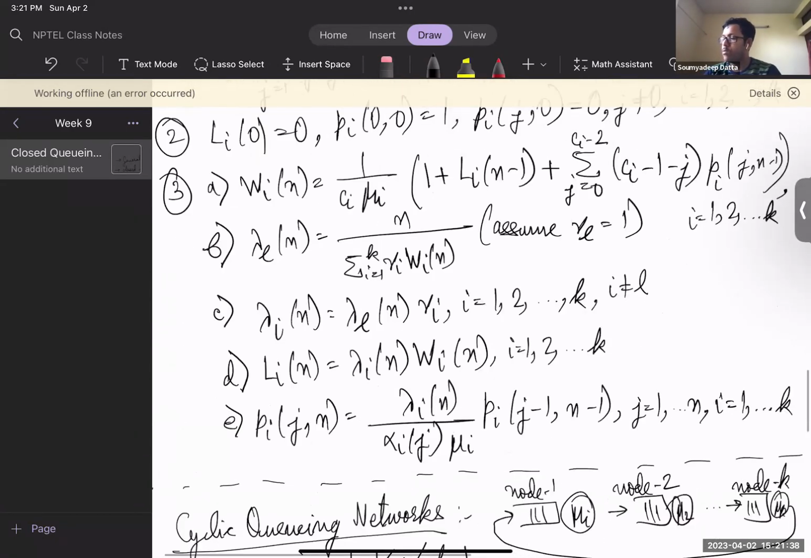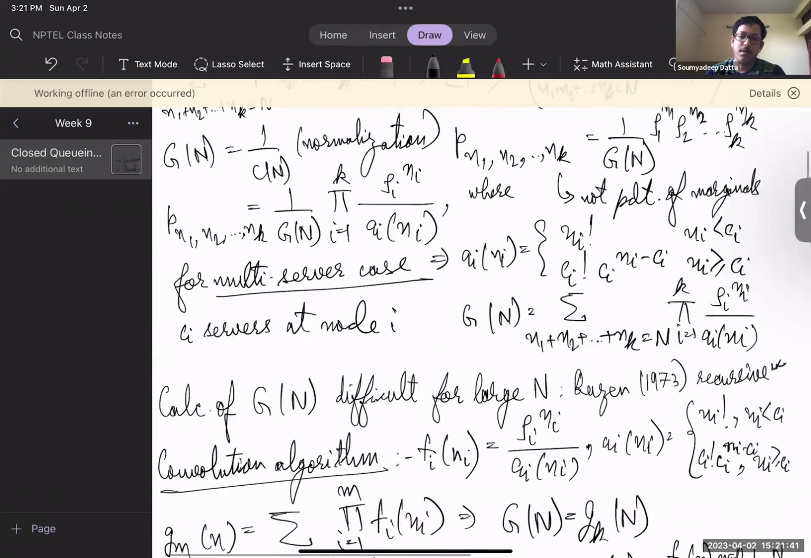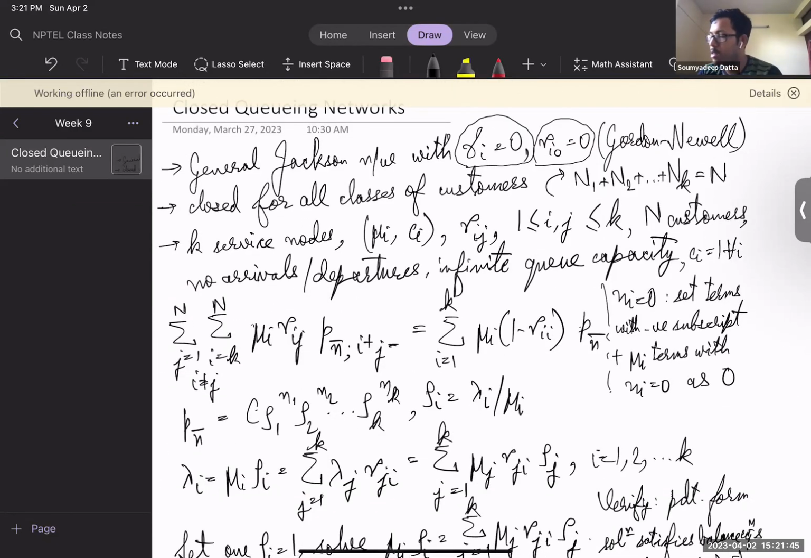We can go to the definition of the states here. The states are defined as N bar, the combined vector N1, N2, N3, up to Nk, and that whole vector is a state. But we need to remember that these quantities are not independent. They have a linear dependency, so they add up to N. That is why we won't have as many states as possible. It will actually be more like a combinatorial solution.